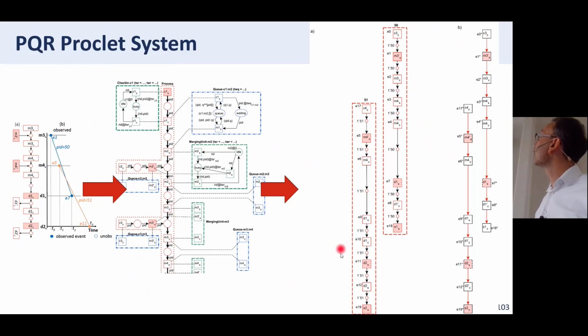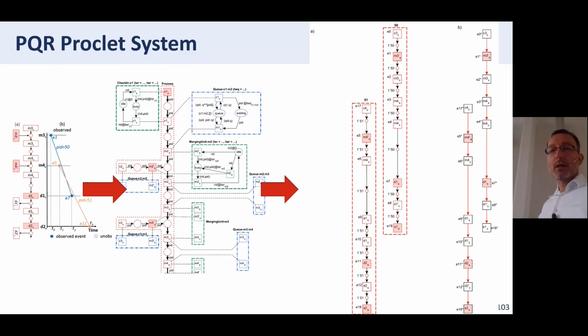One for bag 51, one for bag 50. You see here the red marked events. These are the ones that we had observed, and the other ones are unknown. Right? We inferred them. These are the model moves in the alignment. Over here, you see this in a slightly simpler notation without these places. So these two are independent of each other, right? As we do in classical single-dimensional process thinking.